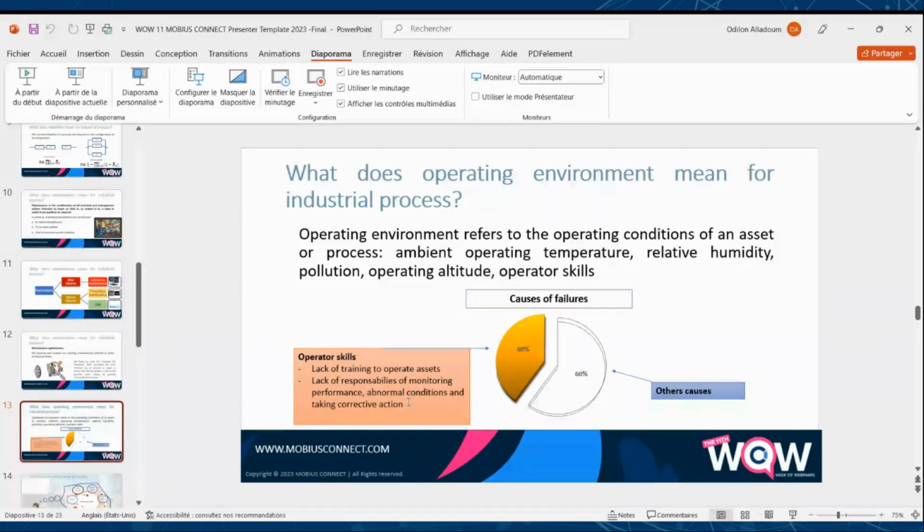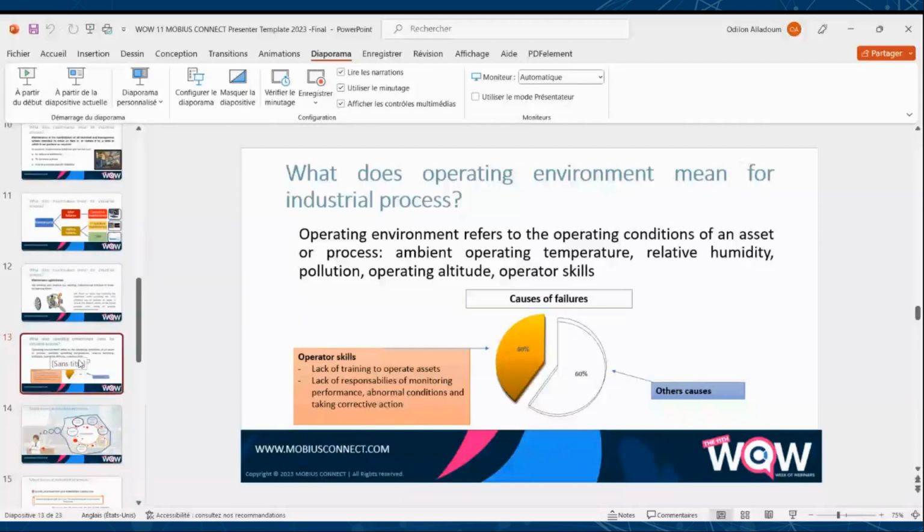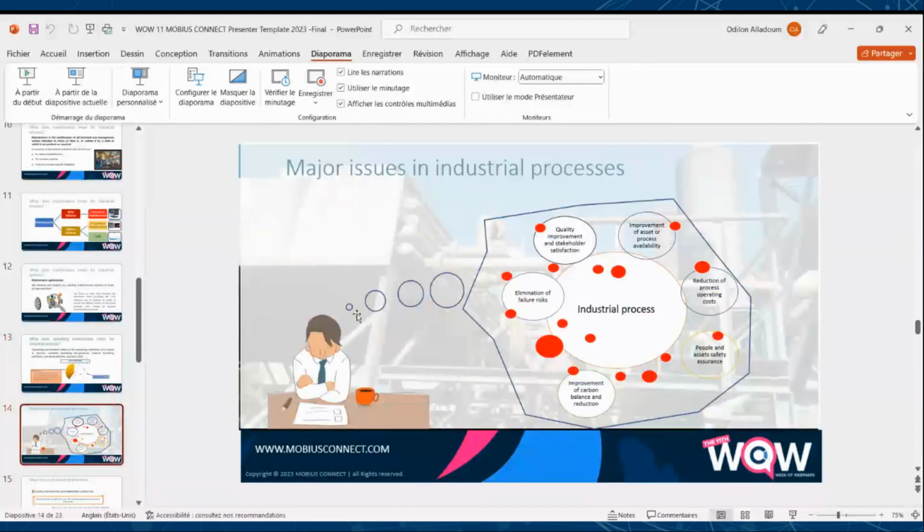So we have finished with the definitions. We have defined some terms that are used in this presentation. Let us now discuss the major issues in industrial processes. So the objective of an industrial process is to create value with a predefined quality. In order to achieve this goal, some internal and external interactions are needed. These interactions have influences on the process. We must know what these influences are and how they could impact our activities.